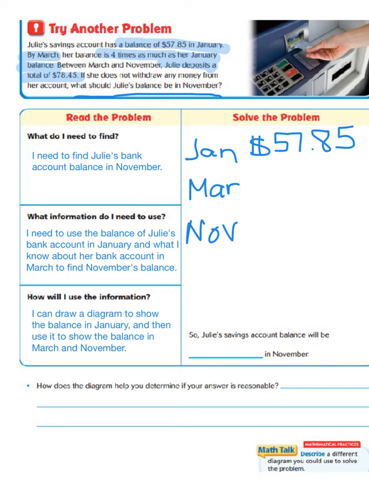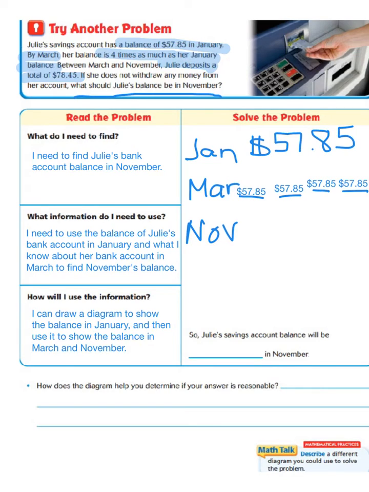Now for March, if we go back to our word problem, it says that by March her balance is 4 times as much as January. So in order to demonstrate that, we have to have 4 blanks with the $57.85 in it. So let's go ahead and write $57.85 into each of our blanks. Now that we have our $57.85 recorded 4 times to represent the 4 times as much as January, we need to look at November.